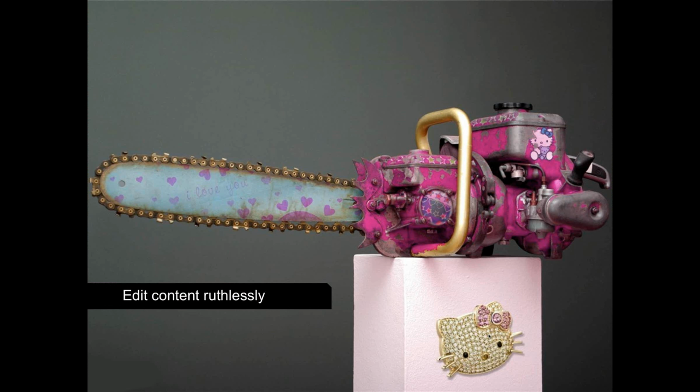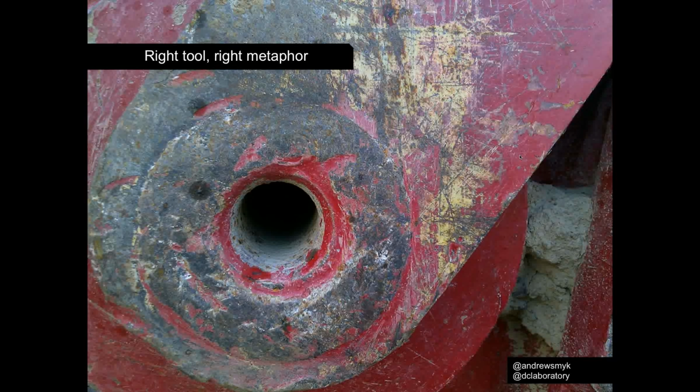And then you want to edit content ruthlessly. If clients give you information or their content and say, please put this onto the web, you generally want to get about a third to a half of that content cut down so it's more digestible. It's in bite-sized snacks so they can snack and burst on it. And then use the right tool for the right metaphor. So is it a mobile application? Is it native? Is it web? Is it responsive? And so on.